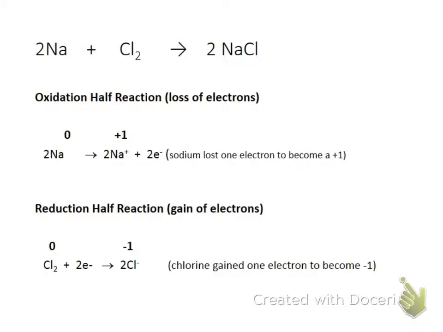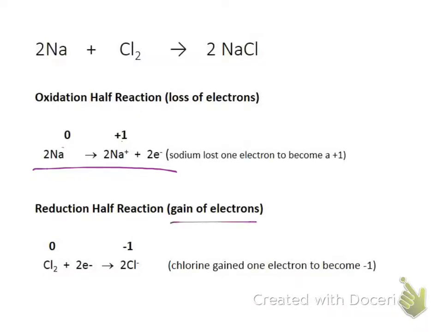So here is an example. We have sodium plus chlorine gas going to NaCl. Remember, we're going to break it up into the half reactions. Sodium, in this case, is losing 1 electron. The charge is going from 0 to plus 1. So since it got more positive, it is the one that's oxidized. It lost electrons.